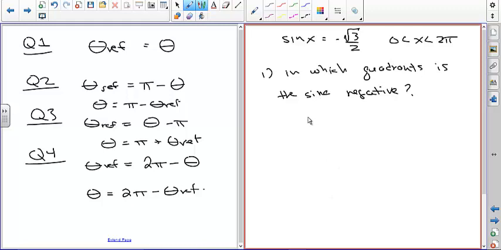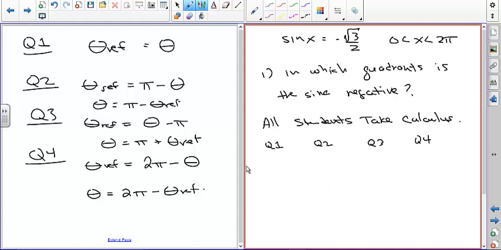So has anybody heard of "All Students Take Calculus?" You're in calculus, so you're like, yeah, well, not all students take calculus. Anybody here, did anybody ever use that? Yeah. So that stands for quadrant. So this is quadrant 1, this is quadrant 2, this is quadrant 3, and this is quadrant 4.